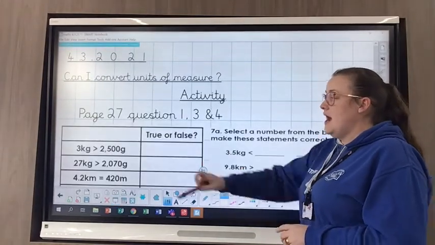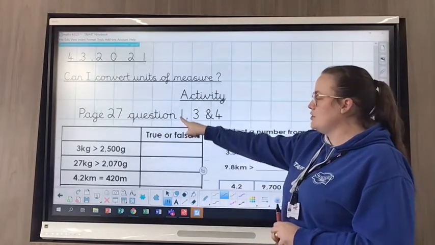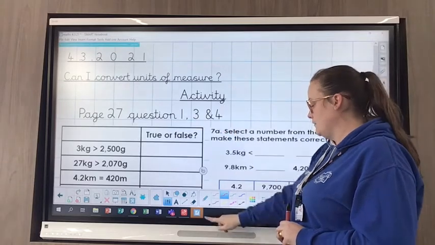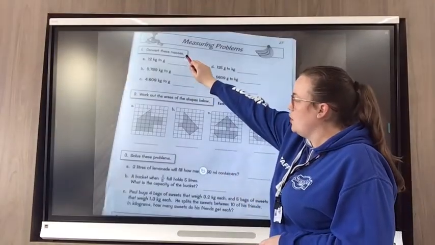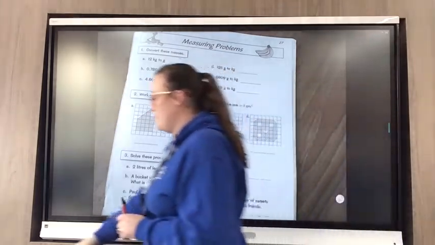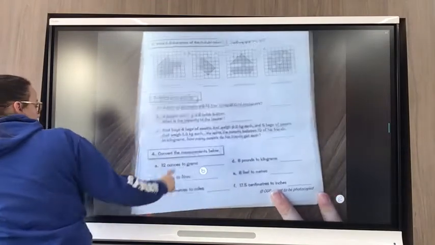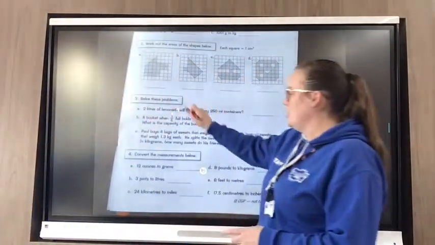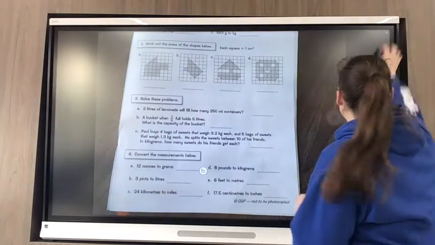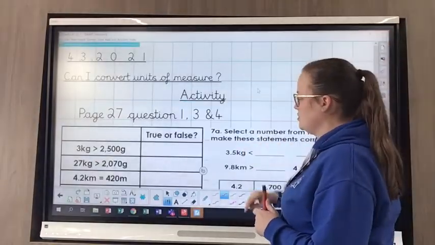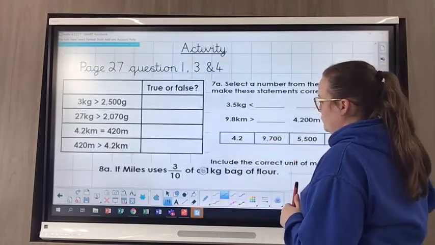Okay, so today I would like you to turn to page 27 in your maths book, and you're going to do questions 1, 3 and 4. You're not going to answer question 2 today. So you are not going to be answering question 3, just 1, 2 and 4. Once you've completed questions 1, 2 and 4, I have some questions on the board for you.